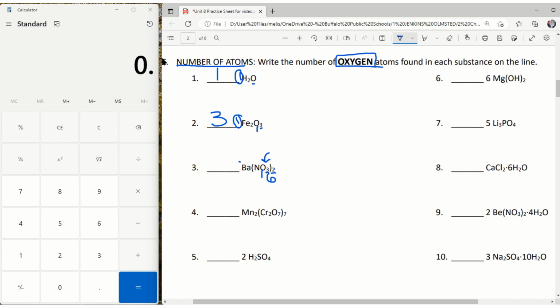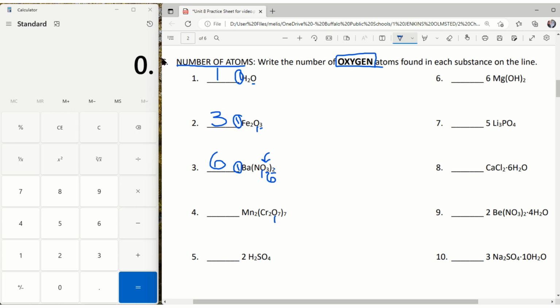And then I'm going to check here. Are there any coefficients? No. So what coefficient is assumed to be there? A 1. That doesn't affect my math. I already determined I have 6. Okay. Let's check the next one.